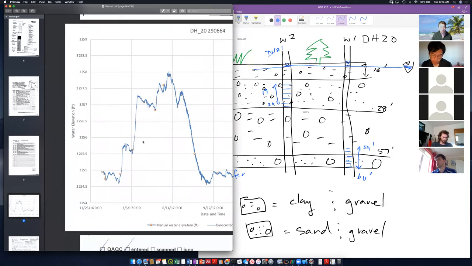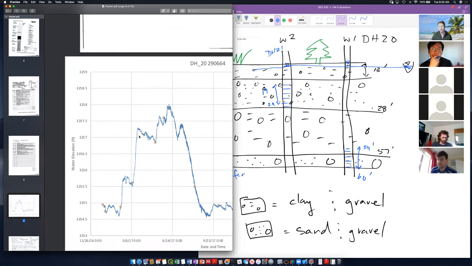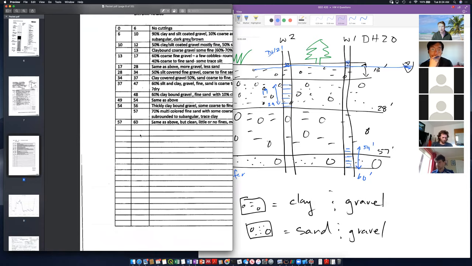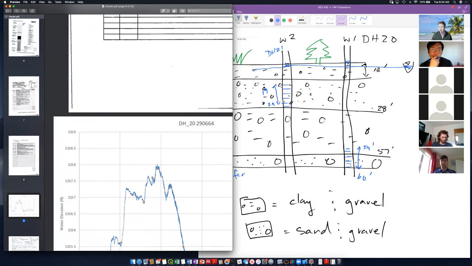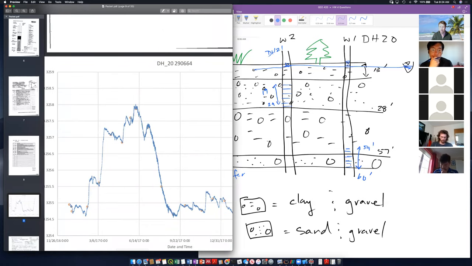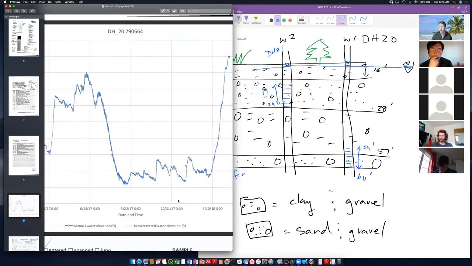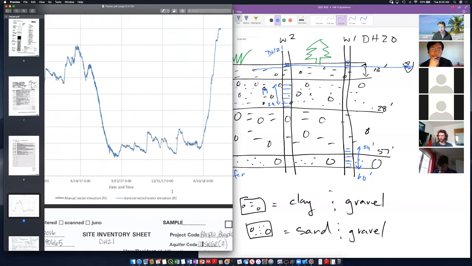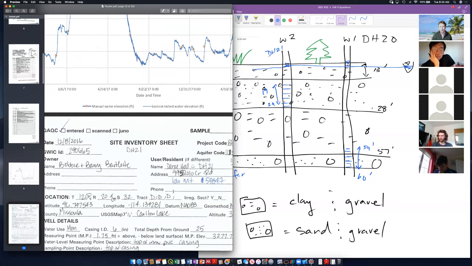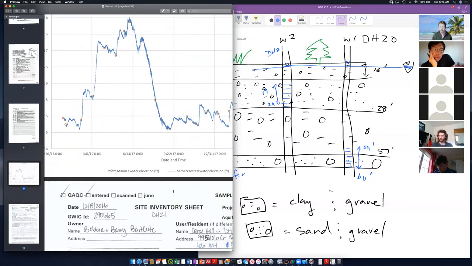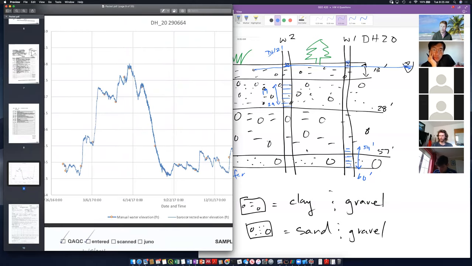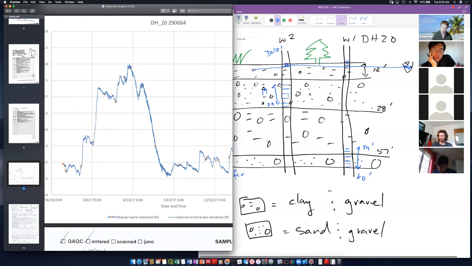So you can see one of the things that's interesting, like, so now that I've got a conceptual model, I can see that DH20, so this well, DH20, it's finished in the deep aquifer, which looks like potentially could have a confining unit between it and the river, but I see pretty big responses to snowmelt and to stream flow. So it looks like it's hydrologically connected to the river still, which is pretty interesting. And something that Cam at the Bureau was very interested in is how is this thing so connected, even though there's sort of a confining unit to the river way up here.